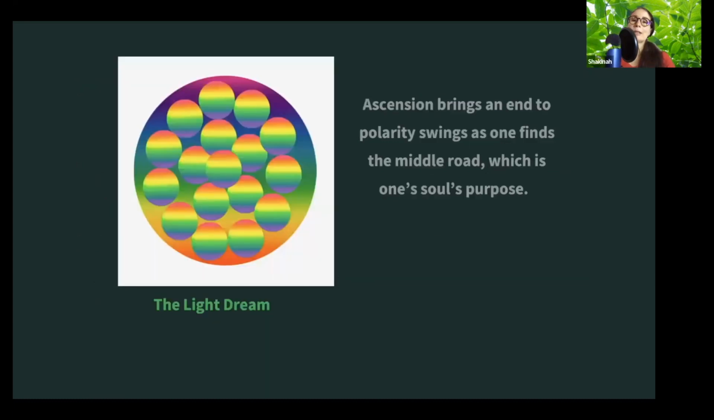Ascension brings an end to polarity swings as one finds the middle road, which is one's soul's purpose. This is the light earth dream or the light dream. These are primary tones of the language of light.